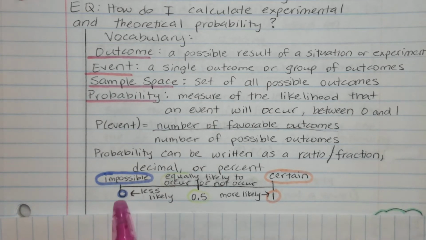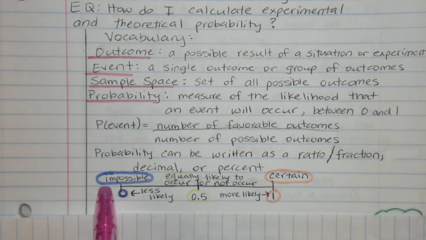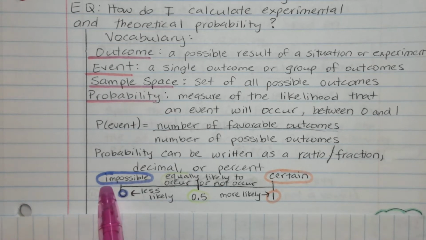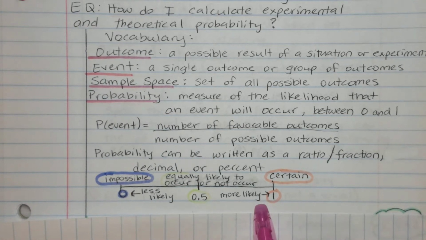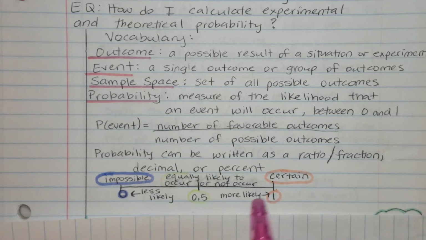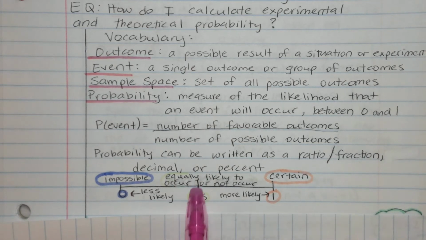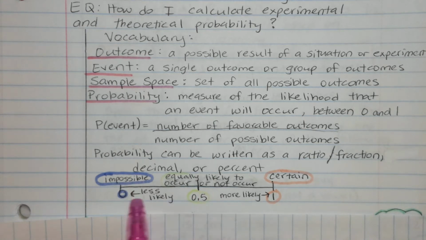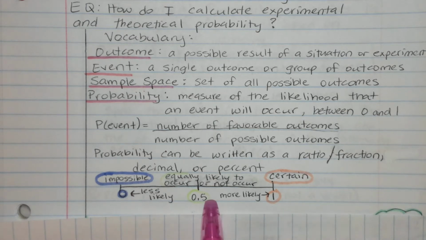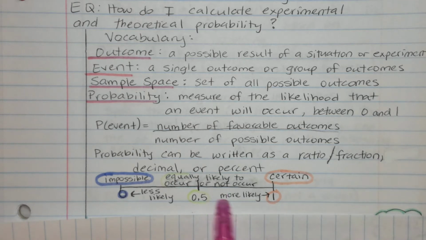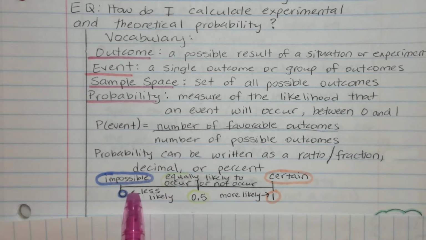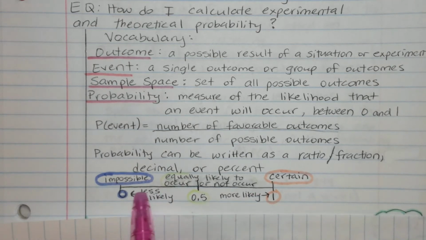If you get a probability of 0 or really close to 0, it's impossible or very unlikely to occur. If you get a probability close to 1, or if it is 1, or like 0.9, it is certain, or very, very likely to happen. If you're exactly halfway, it's equally likely to occur or not to occur. The closer you are to 0, the less likely it is to occur. The closer you are to 1, the more likely. So the more likely are 0.6, 0.7, 0.8, 0.9, and 1. Less likely are 0.4, 0.3, 0.2, 0.1, and 0.